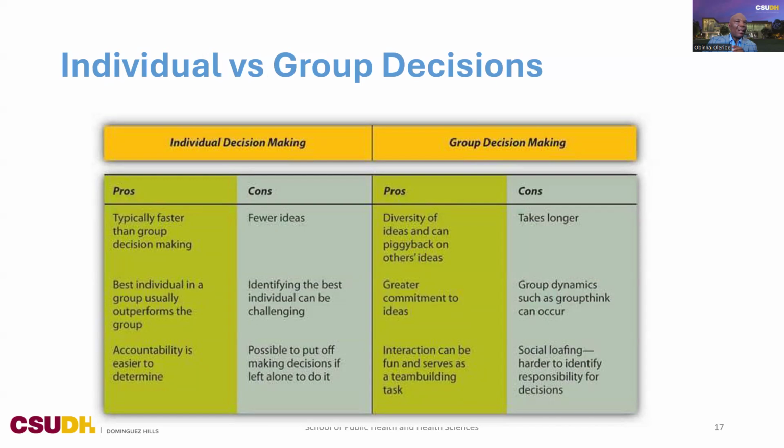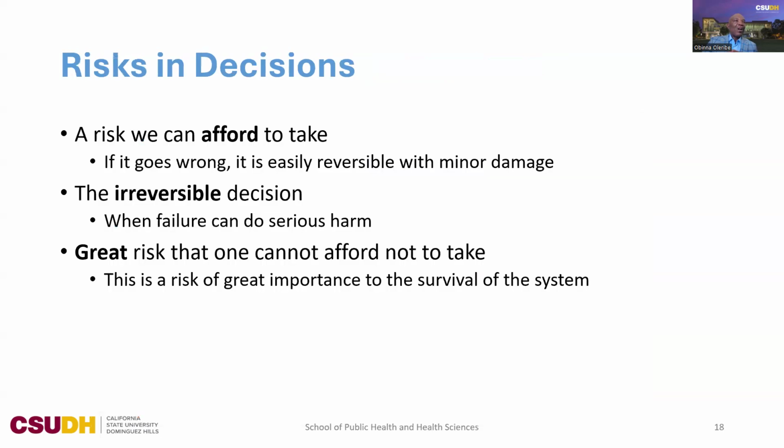That's why if you take a look, you look at the benefits, the pros and cons of individual decision making and the pros and cons of group decision making processes. For individuals, they are faster and somebody is accountable. But there are few ideas, unlike in group where it could be slower, but now there are diversity of ideas and these are critical. Also, to make a decision, you must ask how much risk am I able to afford to take?